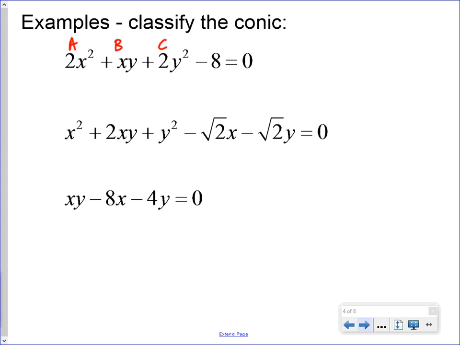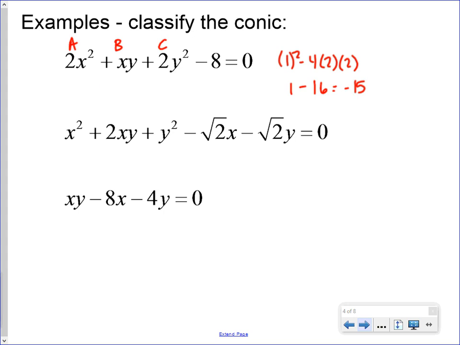In that first one, my A value, coefficient to x squared, is 2, my B value, coefficient to xy, is 1, and my C value, coefficient to y squared, is 2. So I'm going to go ahead and do my B squared minus 4ac. That would be 1 squared minus 4 times 2 times 2. That's 1 minus 16, which is negative 15. So you would tell me the conic is an ellipse or circle.